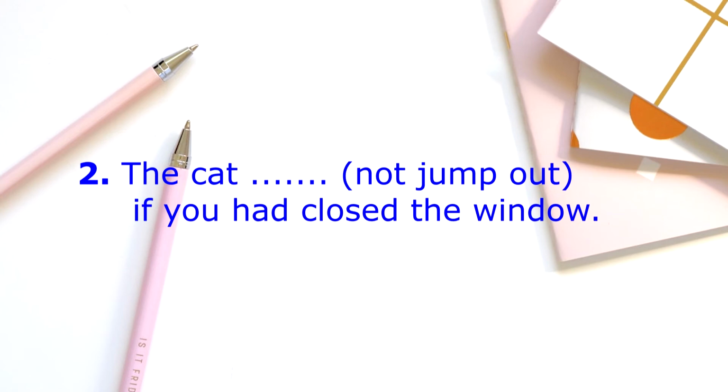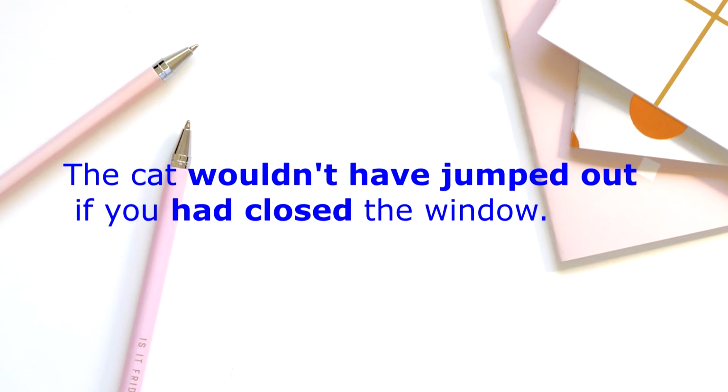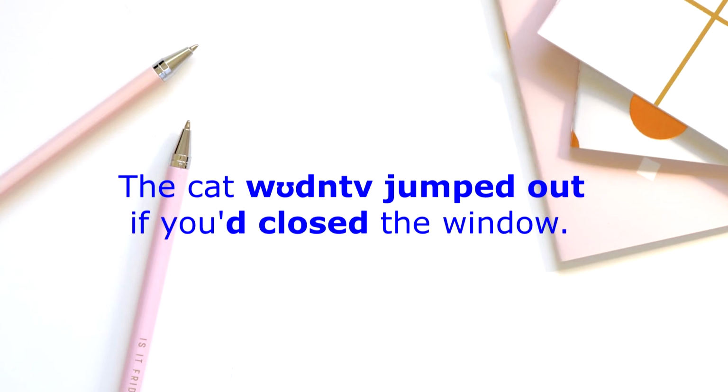The cat, if you had closed the window. The cat wouldn't have jumped out if you had closed the window. In this sentence, we don't have a comma because we start this sentence not with the if clause, but with the main clause. Let's take a look at contractions here. The cat wouldn't have jumped out if you'd closed the window. Again, we can say wouldn't have, but we can't write like this.